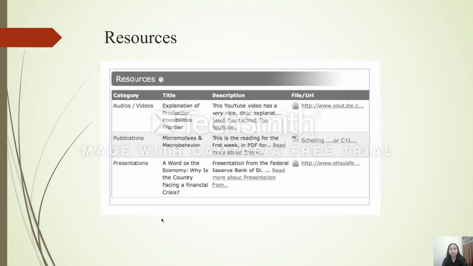And then the next is resources. Resources stores all types of digital and online materials that students are required to review. In this feature, the student can put the resources, like the example here.